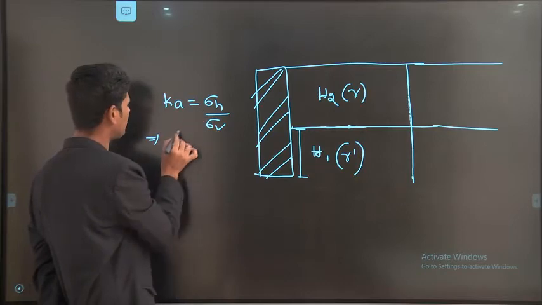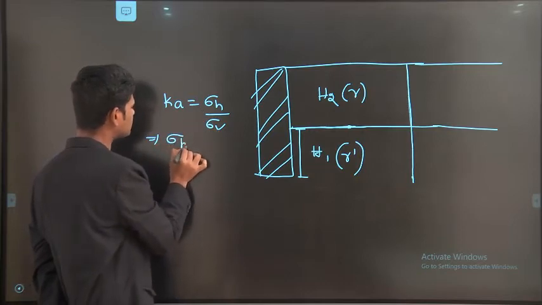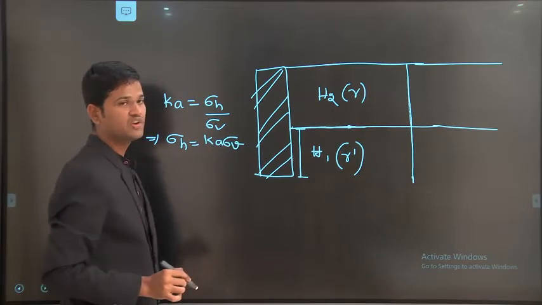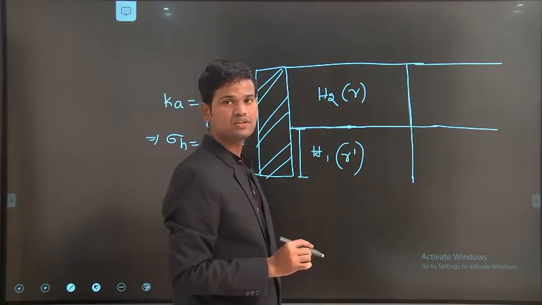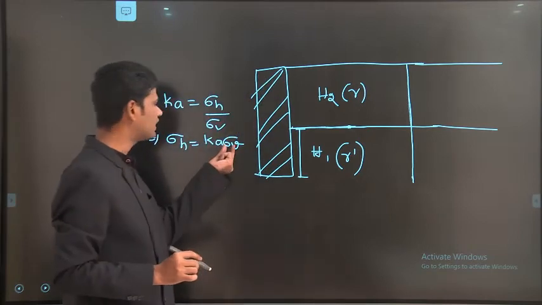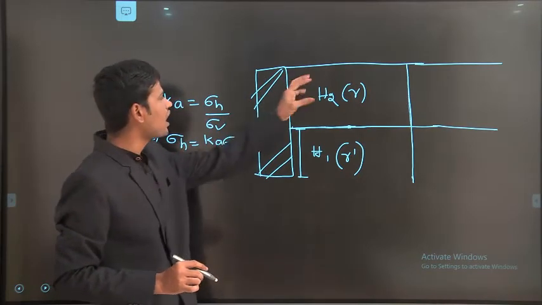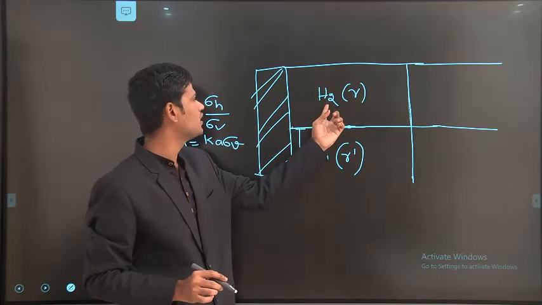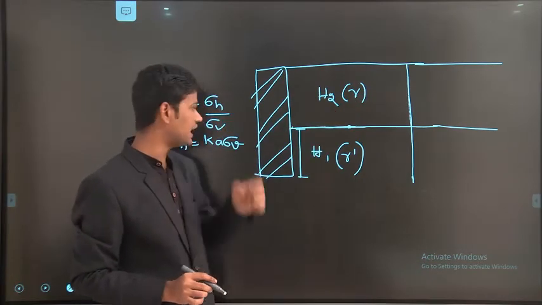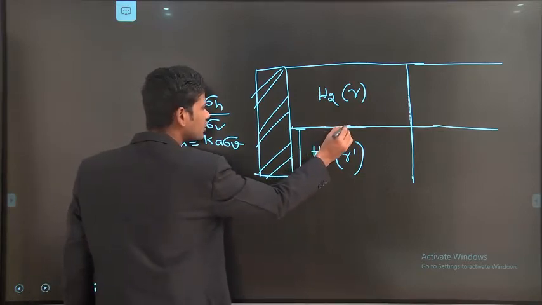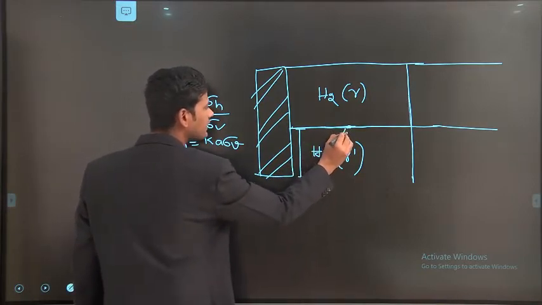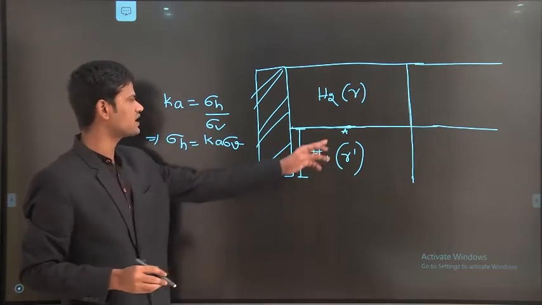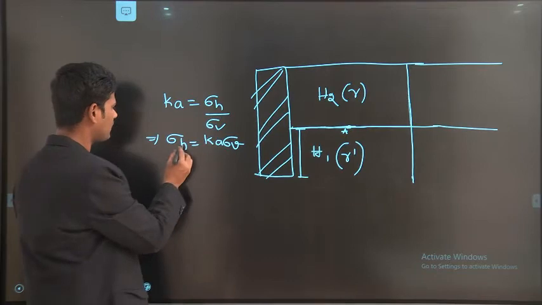From the concept, we have horizontal earth pressure sigma H equal to Ka into sigma V, where sigma V is the vertical stress. That vertical stress is nothing but the unit weight of the soil mass with respect to the depth of the soil strata. Now I am interested to calculate the vertical pressure at this particular point. That vertical pressure and horizontal pressure I want to calculate at this particular point by using this formula.